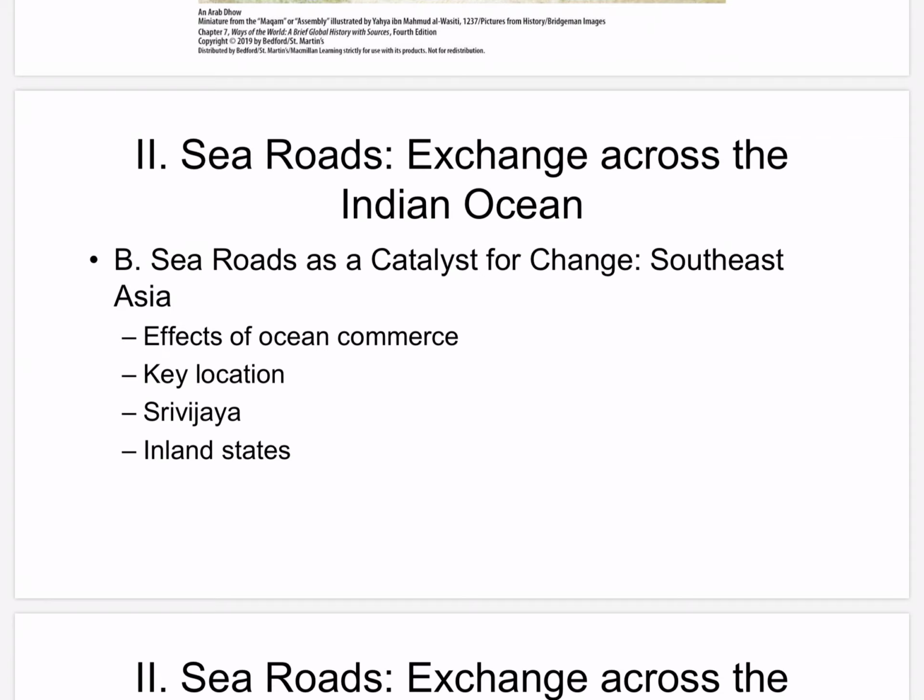Now, the Malay Kingdom of Srivijaya emerged from competition. It dominated the trade from 600 to 1025 CE. Here we see gold, access to spices, and taxes on ships, and that provided resources to create a state. Now, the inland states were based on rice production, and they participated as well.